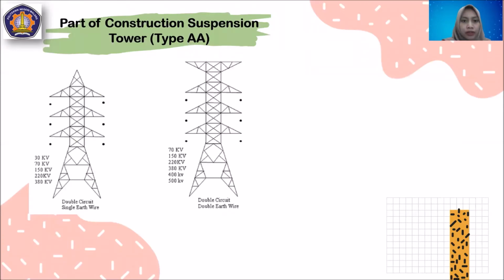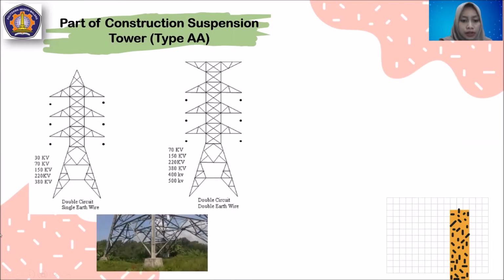And then part of construction, suspension tower type AA. First, this is a picture of the tower foundation. Tower foundation is a refined iron construction that is planted in the ground. The part of the stub that is above the ground is about 0.5 until 1 meter. Then cement and painted so it doesn't rust easily.